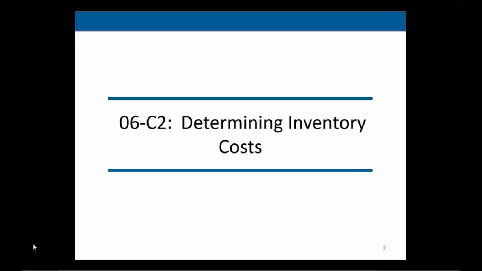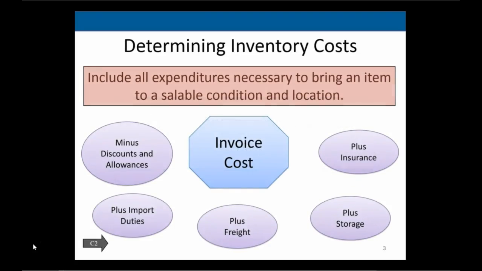I'm talking about inventory, and this time we're going to talk about determining inventory costs. Determining inventory costs include all expenditures necessary to bring an item to a sellable condition and location. So you would think the inventory cost to us would be fairly self-explanatory. What's the inventory cost? That's what we paid for the inventory. So obviously that will be included in the inventory cost.